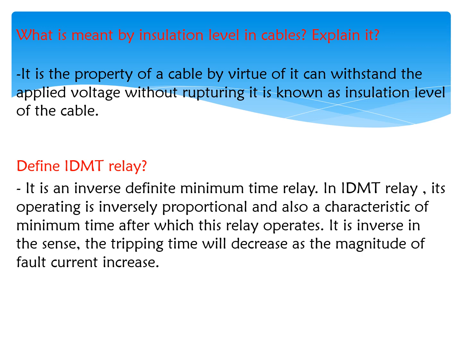Define IDMT relay. It is an inverse definite minimum time relay. In IDMT relay, the operating time is inversely proportional and also there is a characteristic of minimum time after which this relay operates. It is inverse in the sense the tripping time will decrease as the magnitude of fault current will increase.